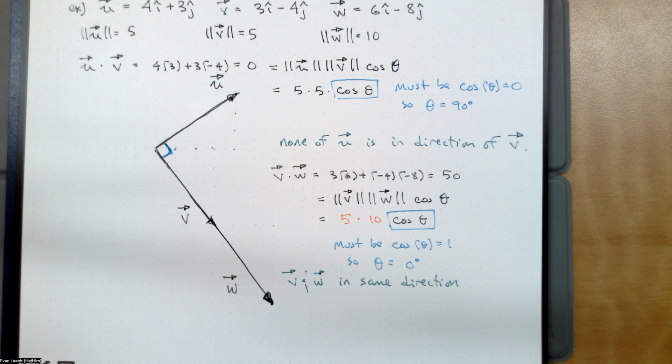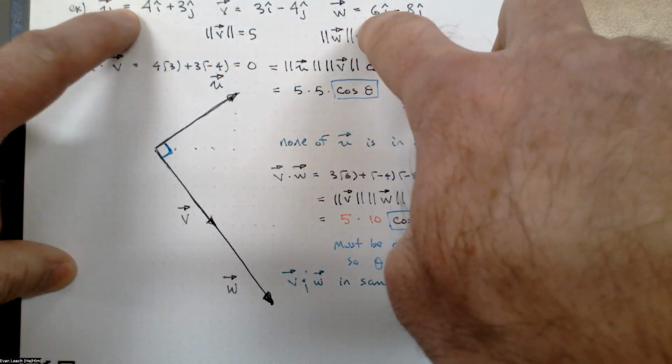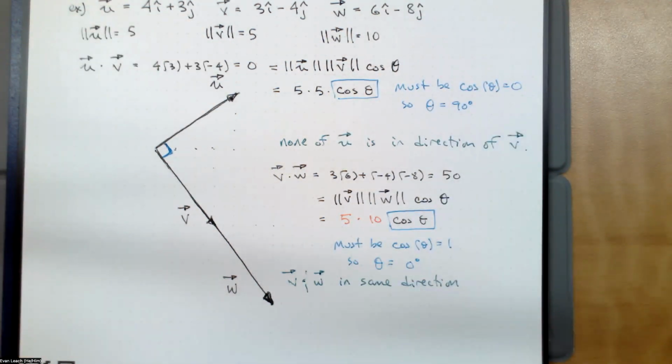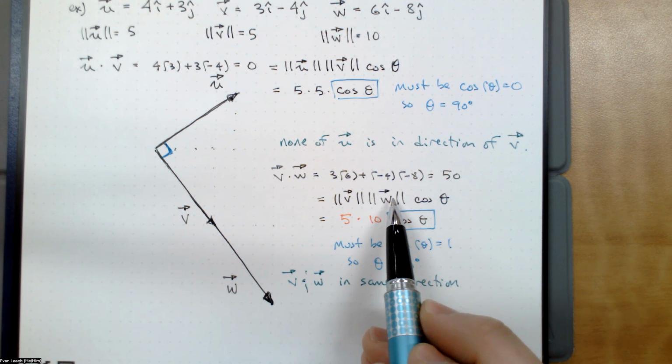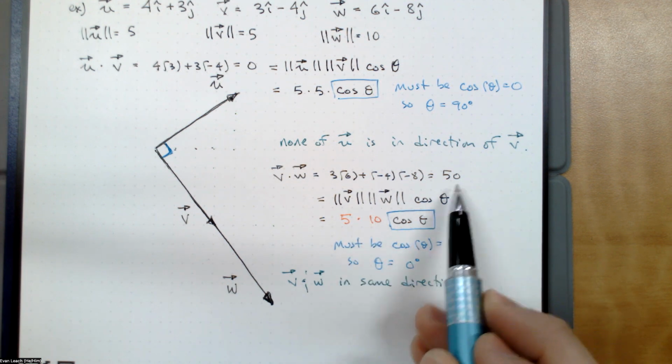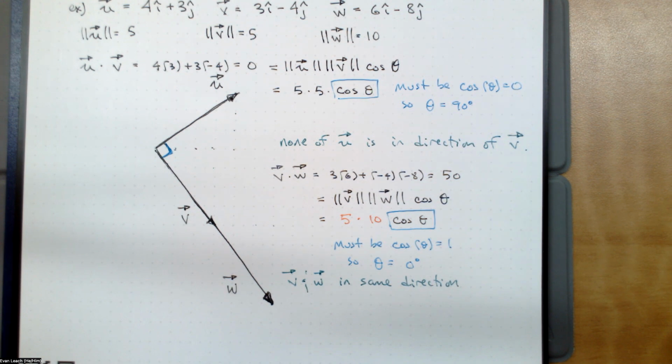Since v and w are collinear, going in the same direction, and u is perpendicular to v, that means u is perpendicular to w. If we calculate u dot w, 4 times 6 is 24, plus 3 times negative 8, which is negative 24, and we're back to 0. Question? So we know cosine theta must equal 1 because the dot product is 50, and the magnitude of v is 5, the magnitude of w is 10. So 5 times 10 is already 50. Cosine of theta must be equal to 1. The only thing left for cosine of theta to be is 1.